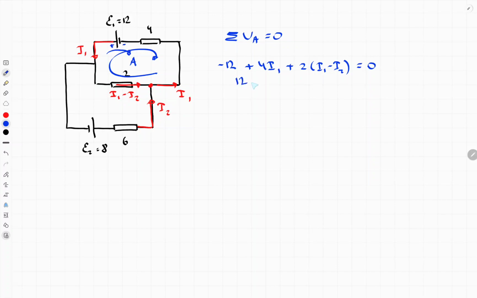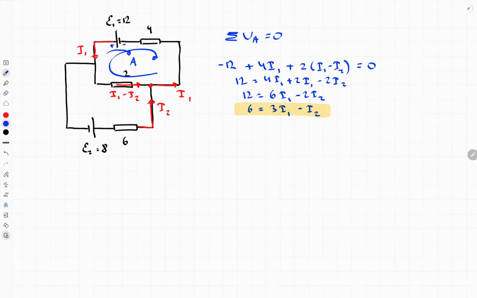So basically 12 equal to 4I1 plus 2I1 minus 2I2. Basically 12 equal to 6I1 minus 2I2. We can divide by 2 both sides, so we'll have 6 here, 3 here, and just 1 here. This is equation number 1.